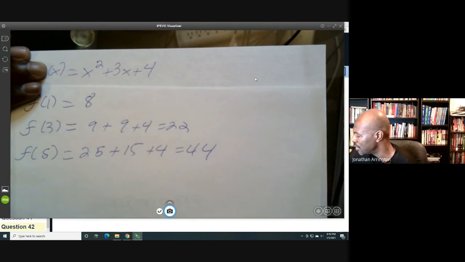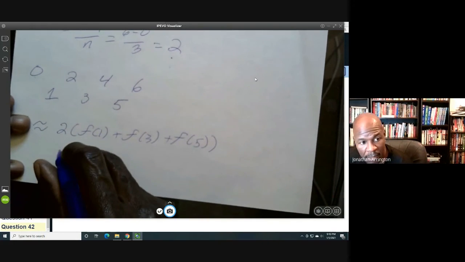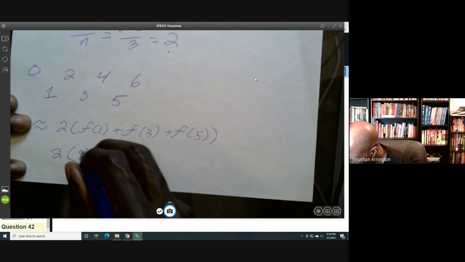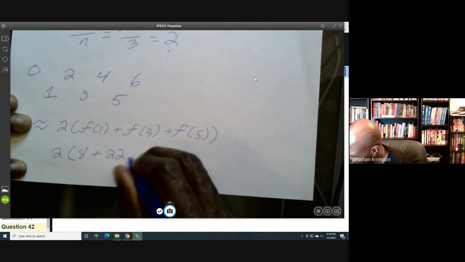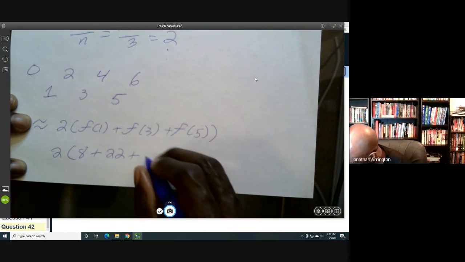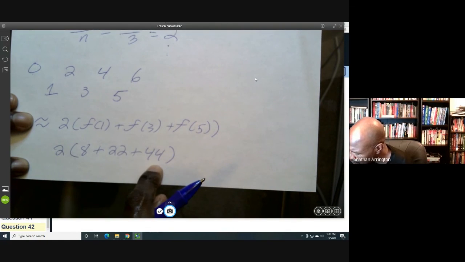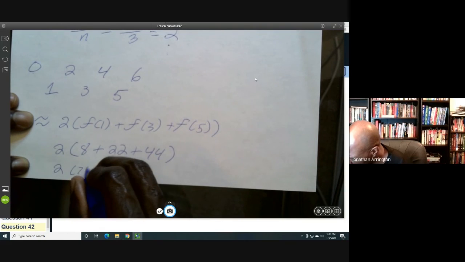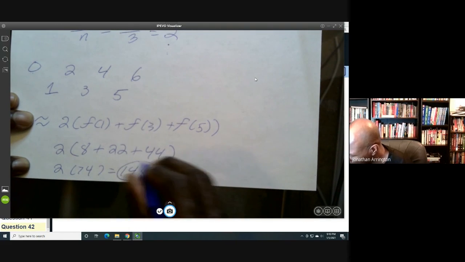So let's plug those in and do the arithmetic. All right, so let's see. F of 1 was 8, f of 3, 22, and f of 5, 44. So this is 30 and 44, that's 74. So it's 2 times 74, which of course is 148.